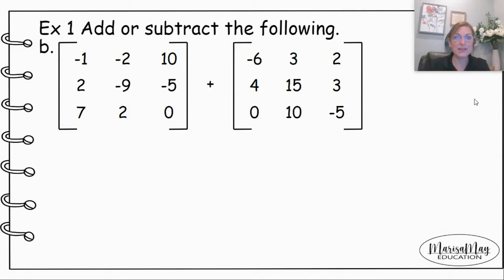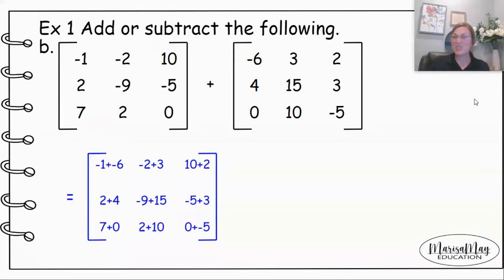Let's look at one more example here. So I want you to think, you may want to go ahead and pause the video here. Try this one. See what you would get if you add the corresponding elements here. So -1 plus -6, -2 plus 3, 10 plus 2. Write out those additions for yourself so that you can see them. And then go ahead and do the addition.